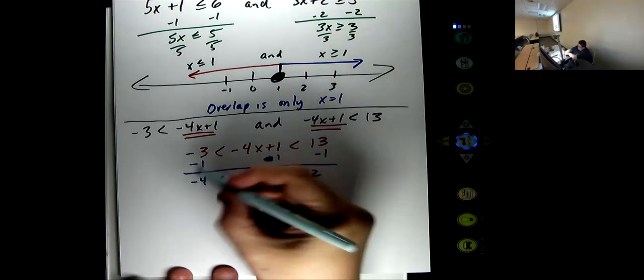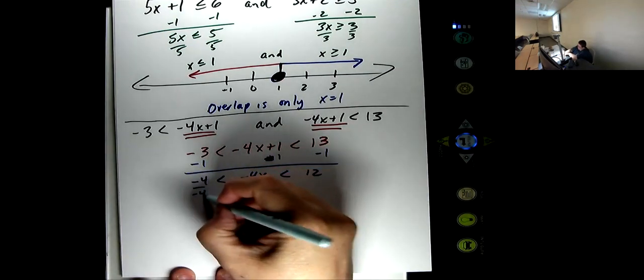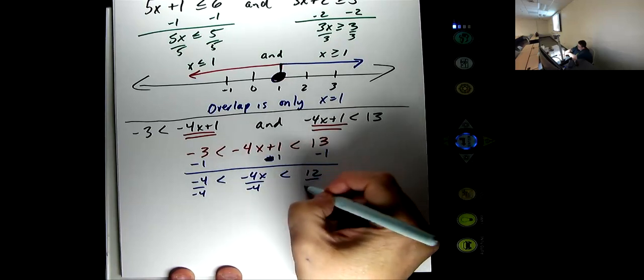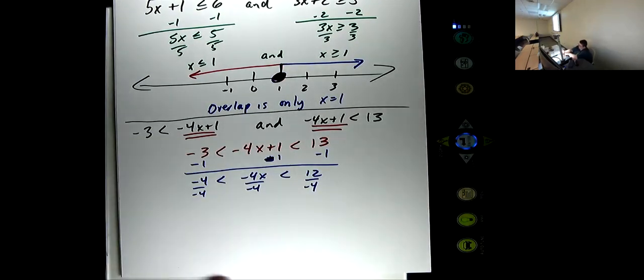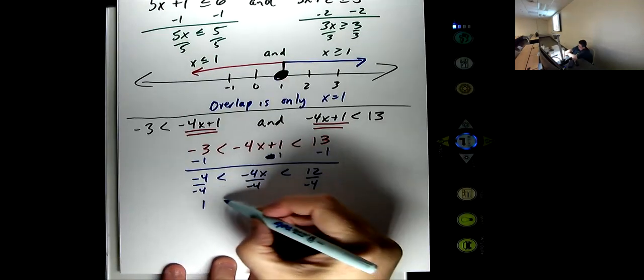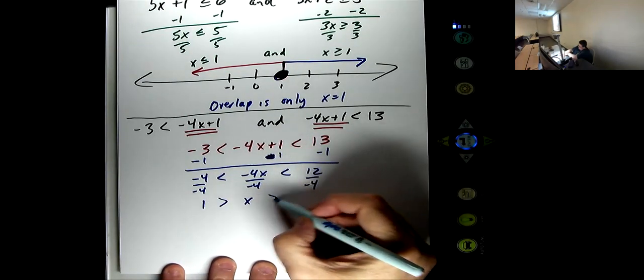And when I divide by -4, I got to do it everywhere. And it will flip all of the inequalities. We will have 1 is greater than x, which is greater than -3.